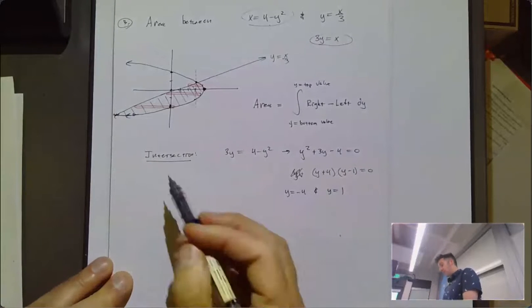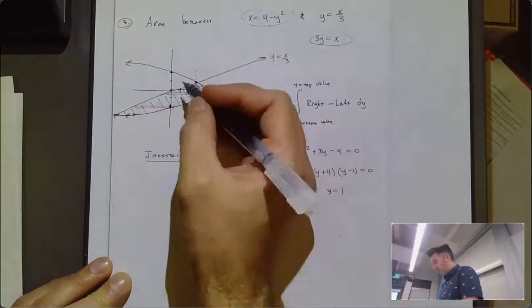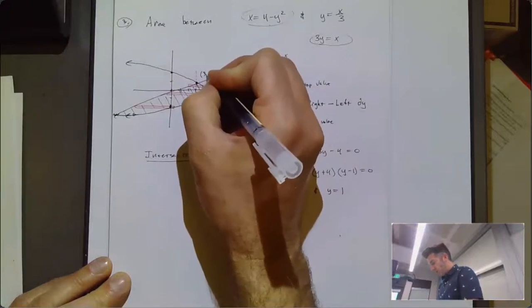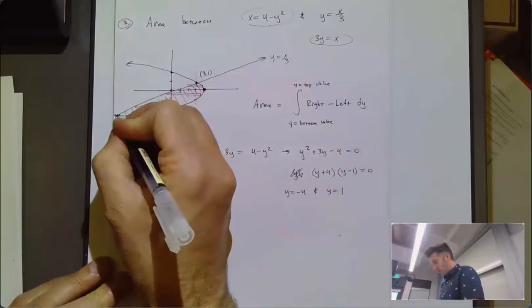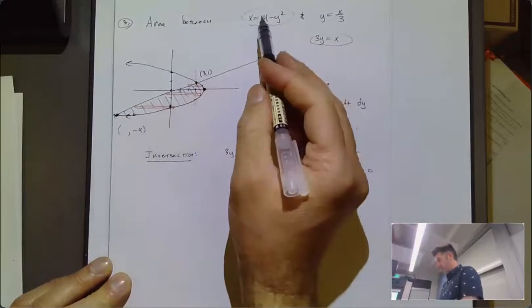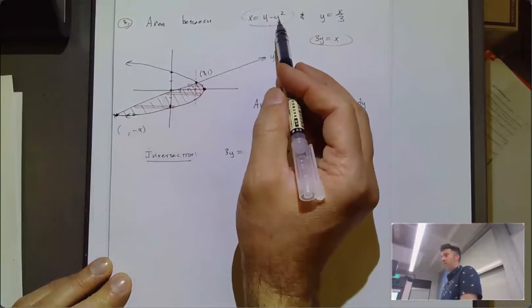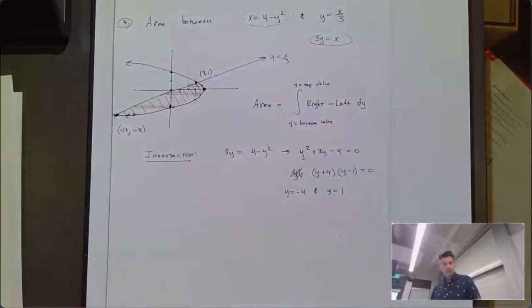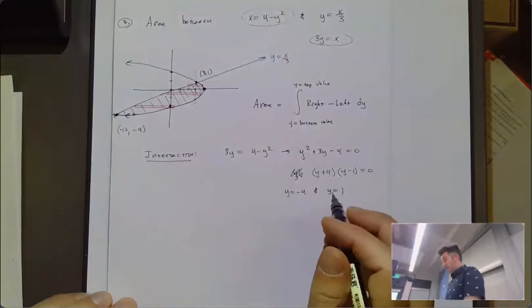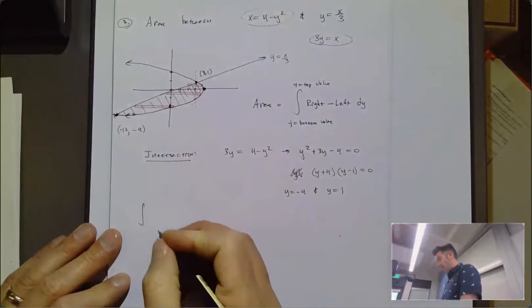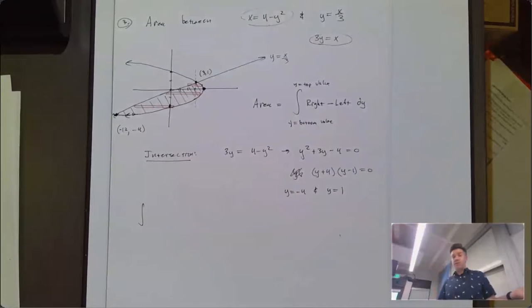Which jives with our picture, right? We already saw that if y equals 1, x is 3, oh yeah, we have the point 3, 1 right there. And we can see over here, if y equals -4, we're going to get x equal to 4 minus -4 squared, which is 4 minus 16, which is -12. And that seems reasonable, at least from what our picture looks like. So then we're going to do the integral of the right minus left. Now, how do I know which one's the rightmost function?